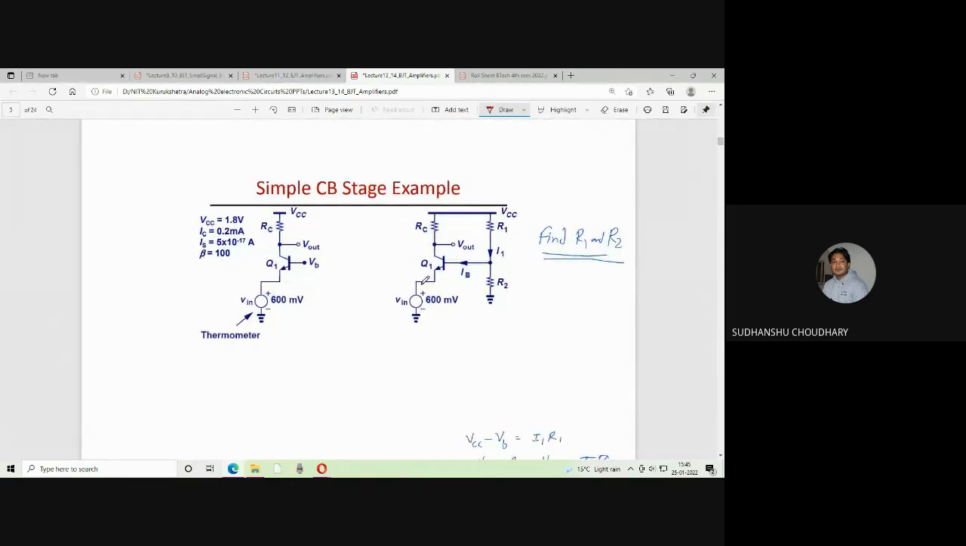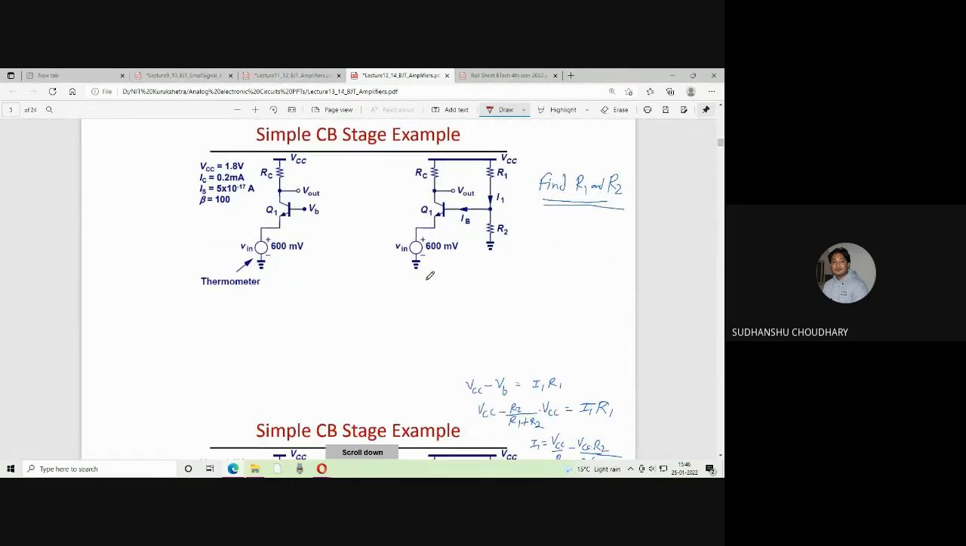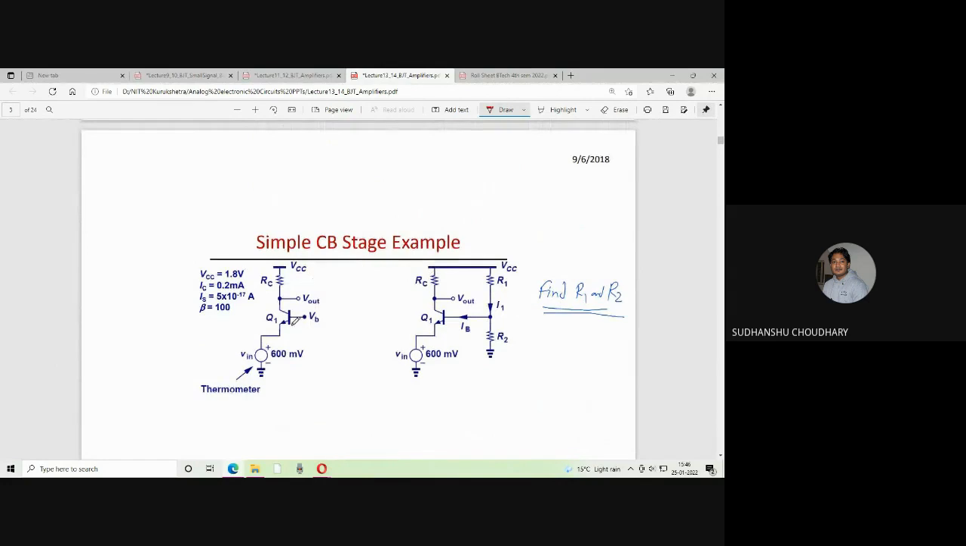Now let us take a small example where this circuit is given to us. Let us say this is circuit A. These are the parameters for this circuit: VCC is 1.8 volts, collector current is 0.2 milliamperes, saturation current IS is 5 times 10 to the power minus 17, and beta is 100.